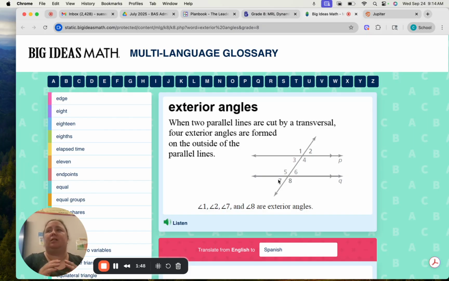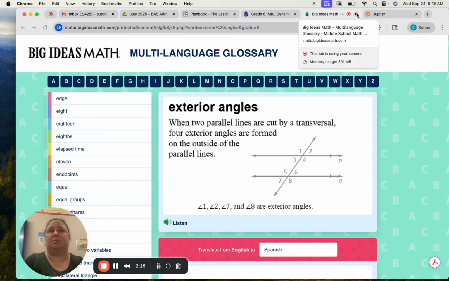All right, see the 2 parallel lines in the middle? Think of those as train tracks. Exterior angles are on the outside of the train track. So outside would be 1 and 2 or 7 and 8. Exterior angles are outside the train tracks. Okay? So they're outside of the parallel lines. It's important you remember that, because it's going to ask you in your homework, list the exterior angles, and you're going to need to be able to tell me which ones they are.